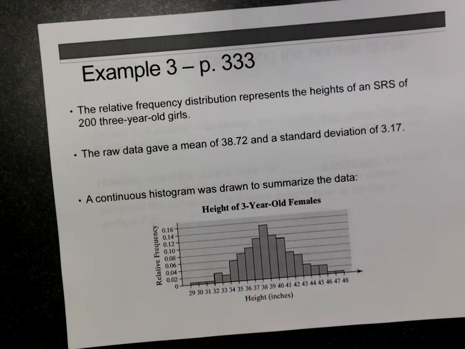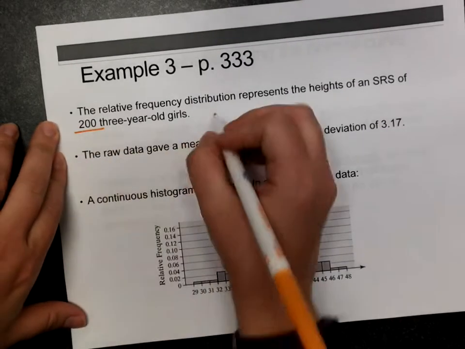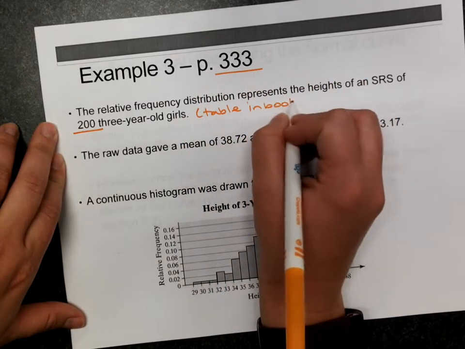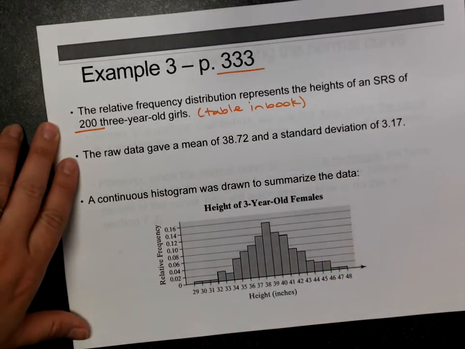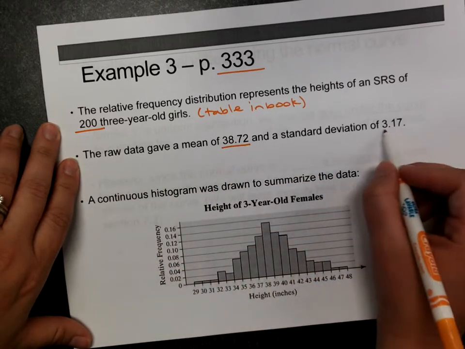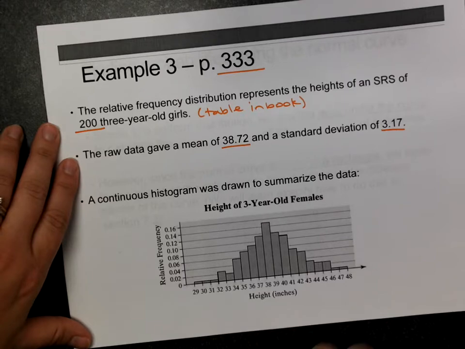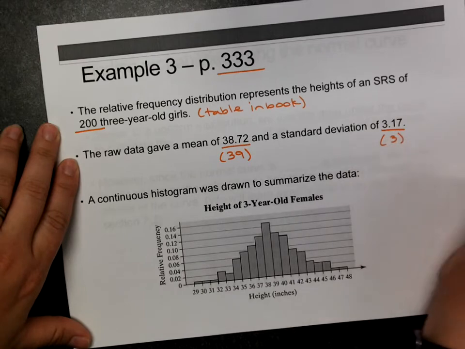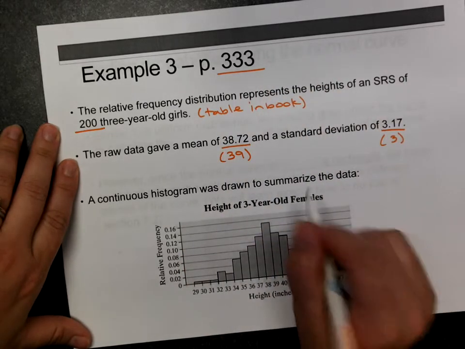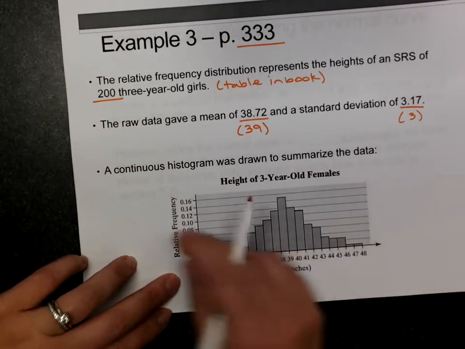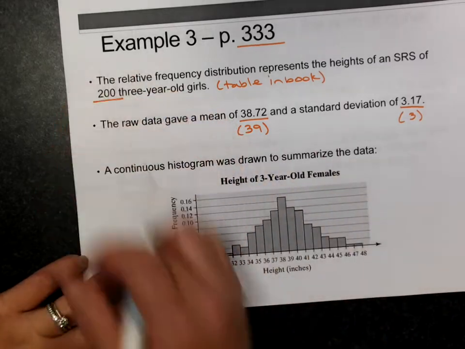So it says the relative frequency distribution represents the heights of a simple random sample of 200 3-year-old girls. There's a table in the book on page 333. We don't really need to see all the raw data, but we have those 200 data points. They gave us the mean of 38.72 and the standard deviation of 3.17. Just for clarity, I'm going to round this off to 39, and this off to 3, just if we need to use those numbers, but those are the precise values. They also gave us a histogram drawn to summarize the sample of 200.